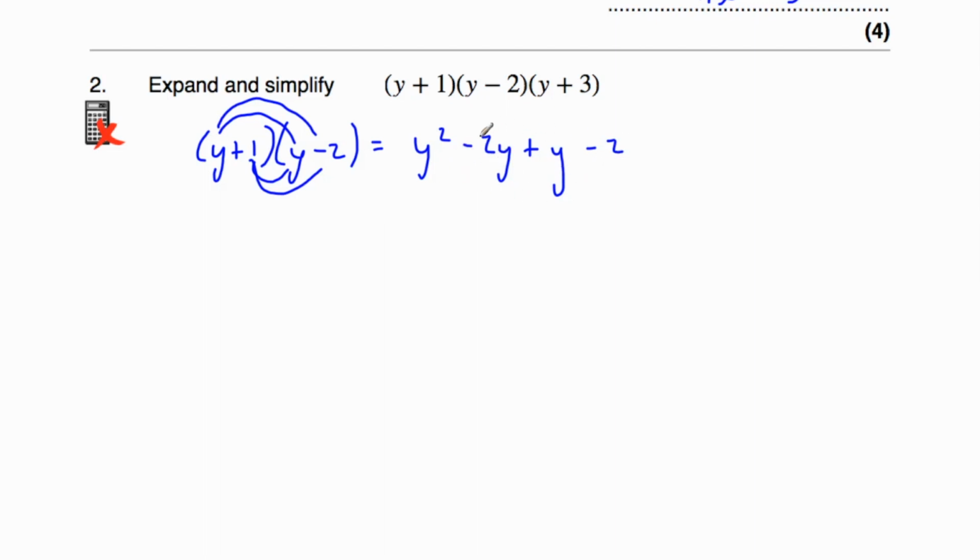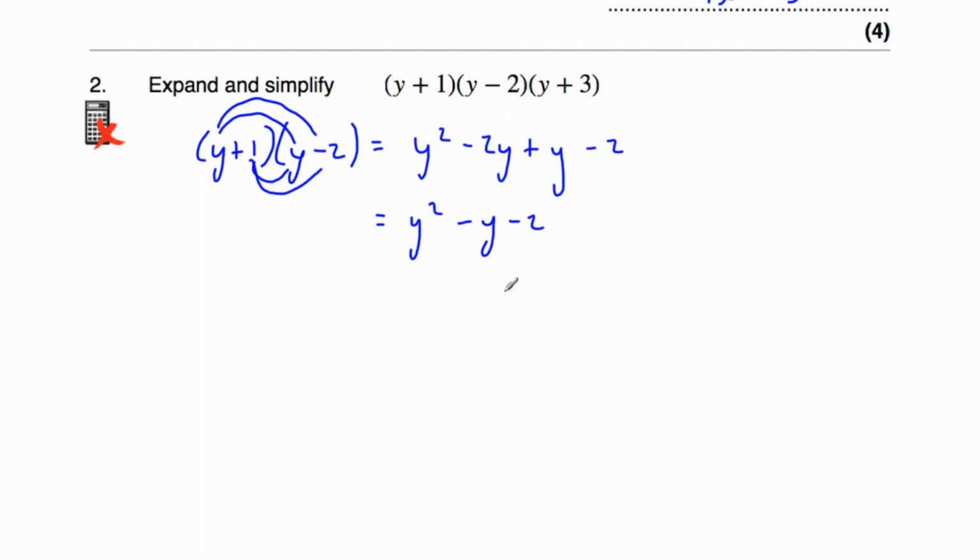So let's collect our like terms, those y terms. We've got minus 2y plus y, or plus 1y. So minus 2 plus 1 would be minus 1. So that would give us y squared. Now instead of writing minus 1y, I'm just going to write minus y minus 2. So that's the first two brackets expanded.